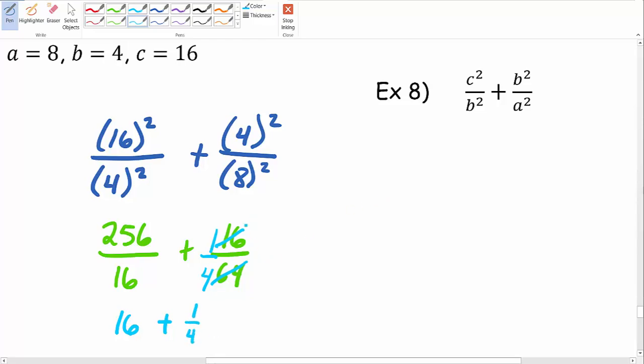So again, 16 goes into 64 4 times, and we divided 16 on top, which is why we have 1. Now 16 plus 1/4 gives us the final 16 and 1/4 for our final simplified version. Again though, that is example 8 from our 0.1 number 2 set of notes.